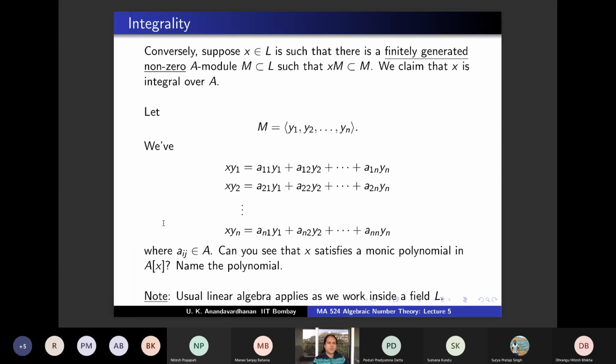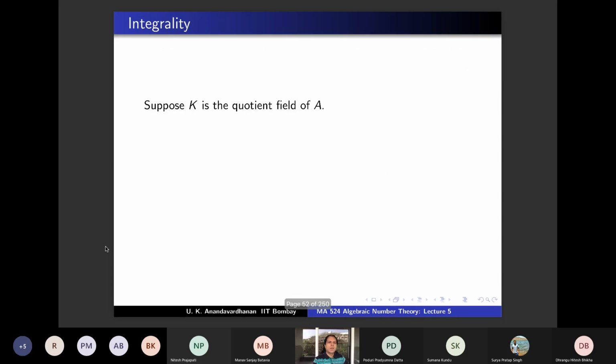So it is usual linear algebra only because we are always working inside a field L. Therefore, the other way is also true. Okay. So this is so simple but very powerful. We are going to use it again and again and again. So an element is integral. An element x from L is integral over A if and only if there is a module M which is finitely generated and non-zero as an A module such that xM is contained in M. That's what we have proved. If and only if. Okay.